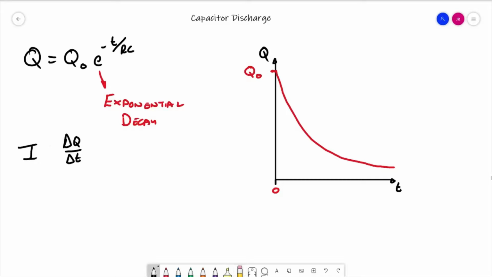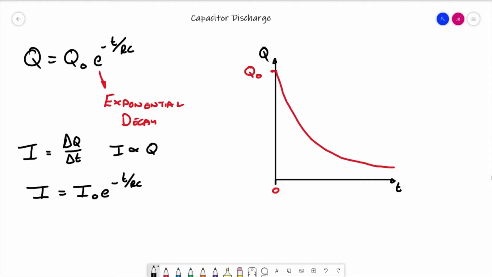So we get rid of that proportional sign. What we can see, therefore, is that I is proportional to Q, so current is proportional to charge. So we can again write this equation instead as I is equal to I naught e to the minus t over RC. So it doesn't just apply to the charge, it also applies to the current as well.